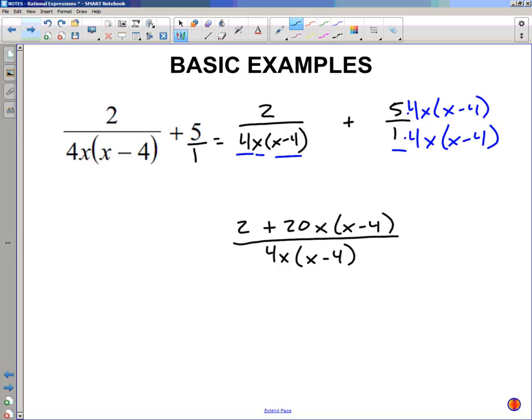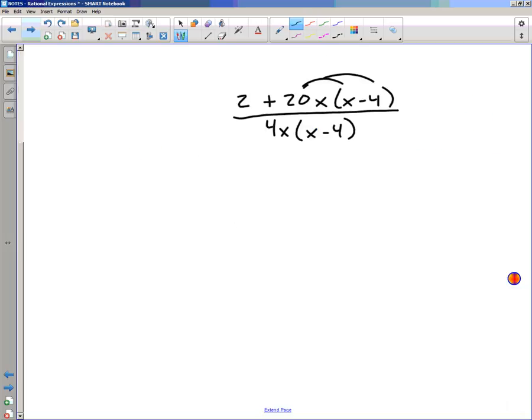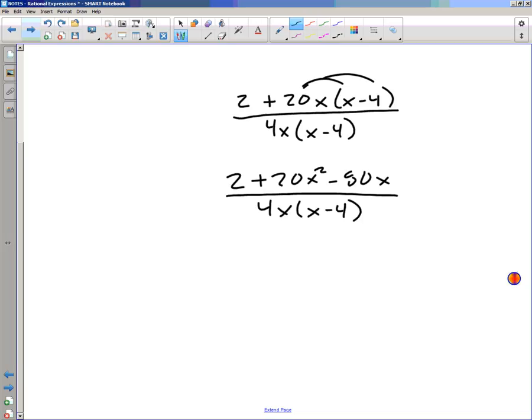We're going to need to distribute this 20x and then see if there's anything that we can combine, factor, and cancel after that. So distributing the 20x will get us 20x squared minus 80x. Looking to see if there's anything we can factor out on the top. There is a GCF of 2, so I will go ahead and pull a 2 out the front. That's going to leave us with 1 plus 10x squared minus 40x.